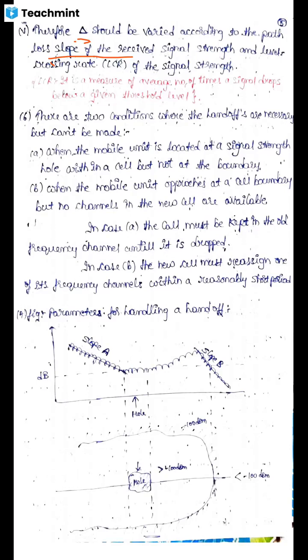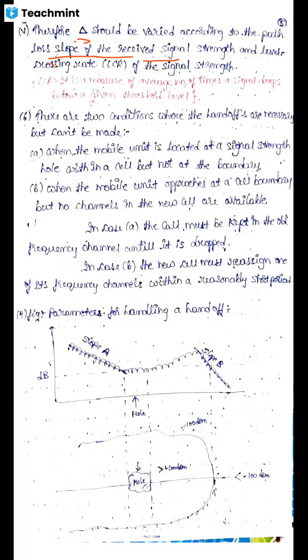According to the path loss slope means we had already learned in the Lee model, or mobile point to point model, how to draw the path loss slope. We had drawn the path loss slope based on the signal strength. The x-axis represents distance and the y-axis represents signal strength. We had located high signal spots and low signal spots, and based on those spots we had drawn the path loss slope. So here, the delta value should be varied according to the path loss slope of the received signal.